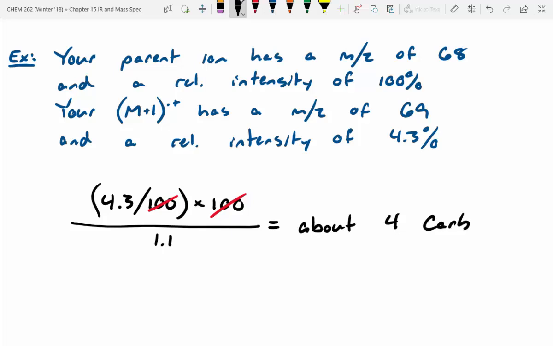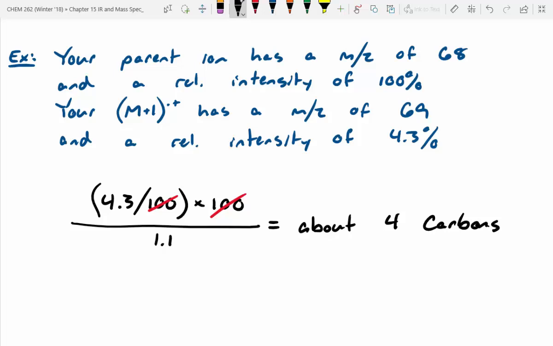And this is honestly what you do with mass spec. You aren't going to get an exact number out. It's going to often have a decimal, but you can't have a fraction of a carbon, so you're just going to round to the closest carbon, right? It's not a perfect science, but it does a pretty dang good job of telling you how many carbons you have in your system. So this unknown compound has 4 carbons.